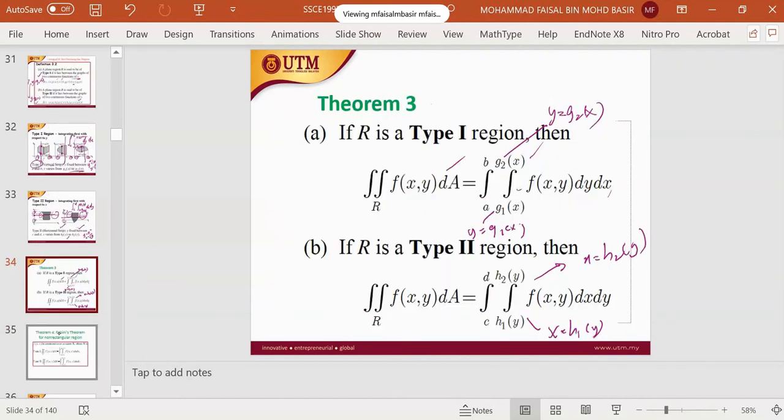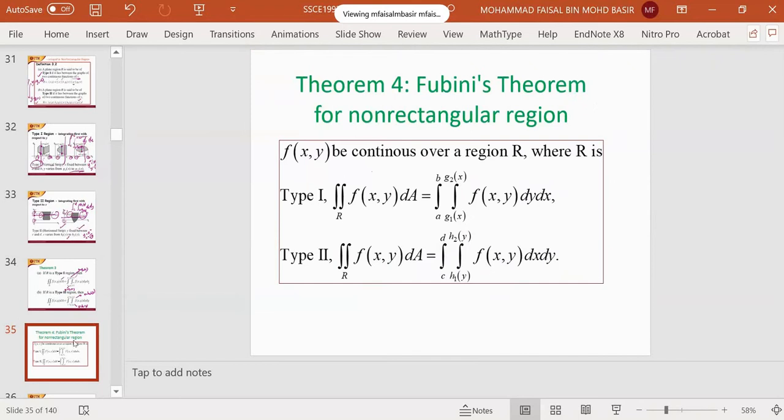So this is the same thing. If the region is not rectangular, you have to use this. You can choose type 1, cut at x, x is outside, and the y must be a function of x. Type 2, cut with a horizontal strip at y, the y must be outside, so it is opposite. Then your x inside must be a function of y, and your y must be a function of x.